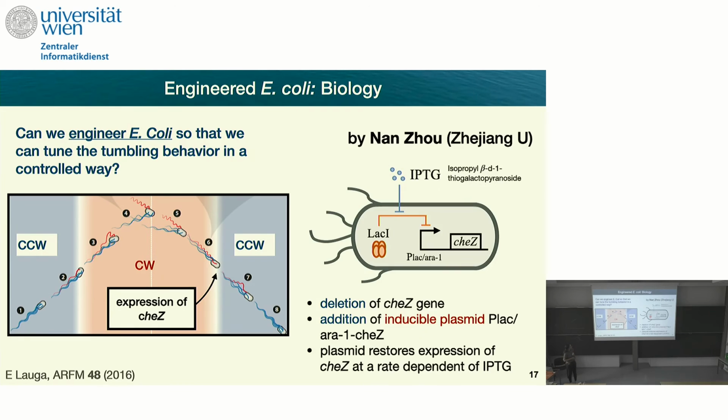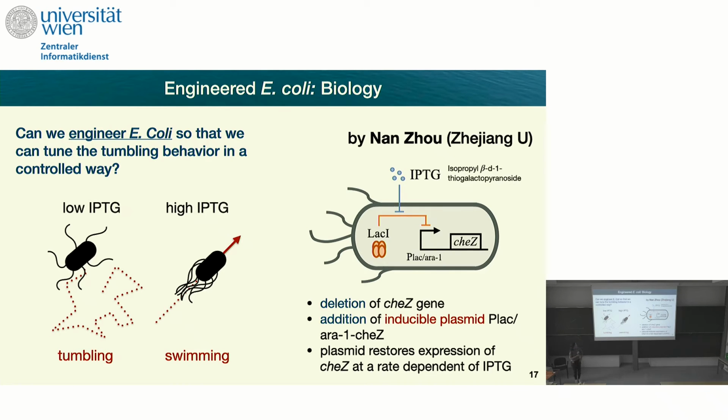To study that, we look at the strain of E. coli where we delete the CheY gene. But instead of that, we introduce an inducible plasmid. What that means is if the cells are grown in an environment where there's IPTG present, they are able to restore the expression of CheY. And so the hypothesis is that if cells are grown in an environment with a low IPTG concentration, they would be tumbling all the time because they don't express enough CheY. But if they are grown in an environment with high IPTG, they should resume swimming.